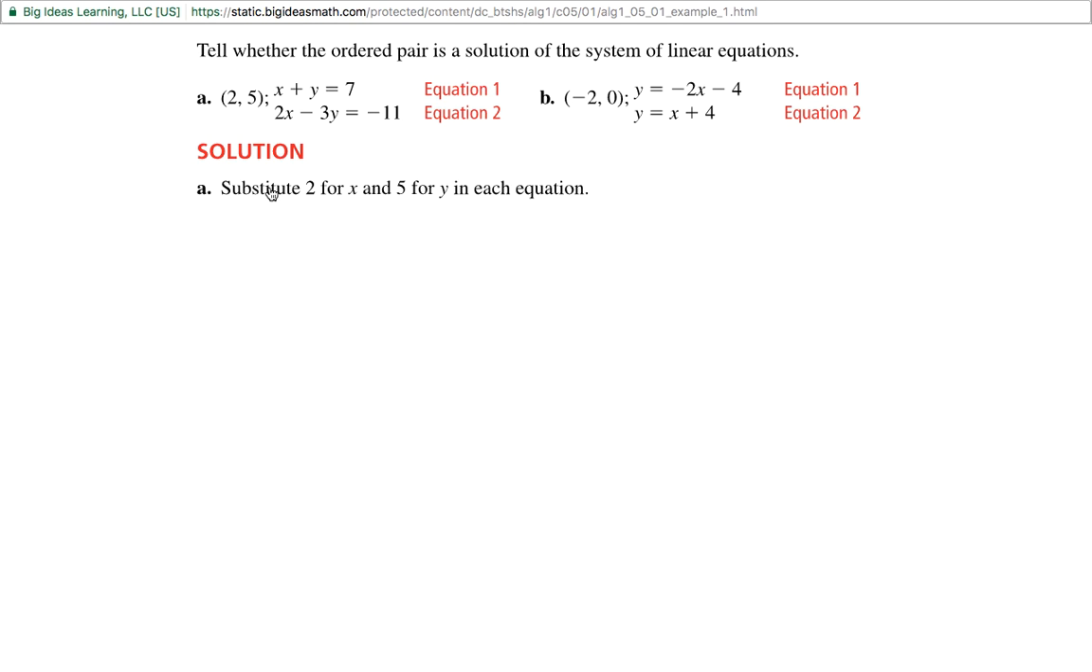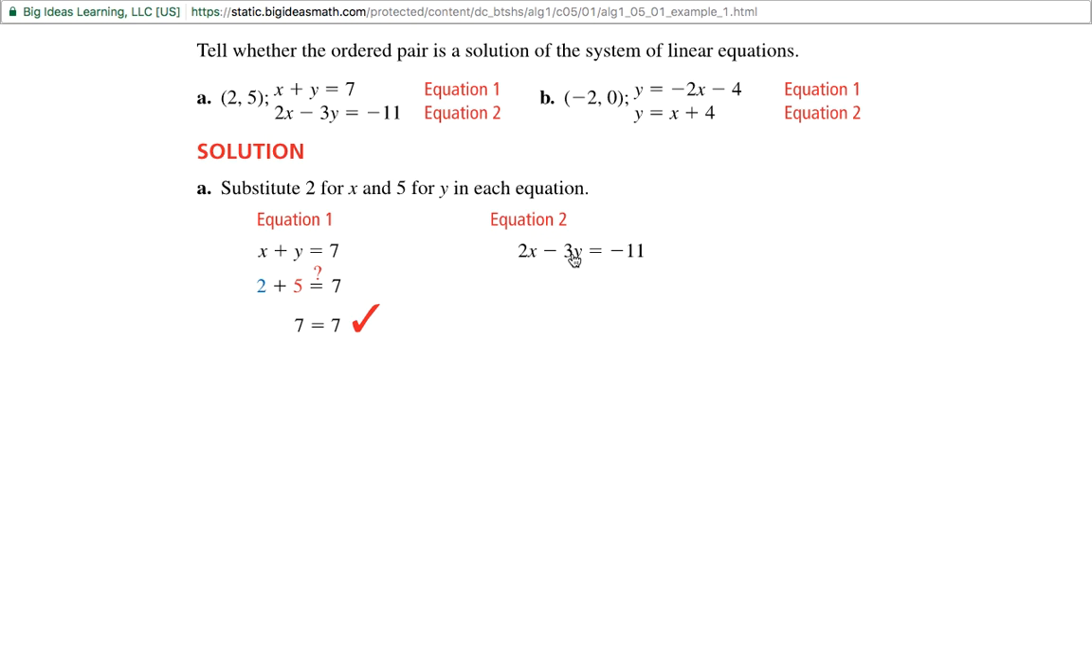So when you plug in this problem, you substitute 2 for the x and then the 5 for the y, and it looks like this. Is 2 plus 5 equal to 7? The answer is yes, it is. So far this is a valid solution. Next thing you're going to do, that was equation 1. This is a system, so there's two of them or more. Do it for the second one.